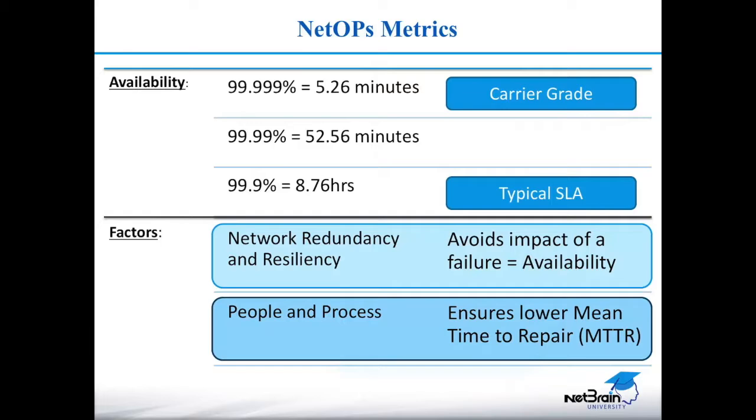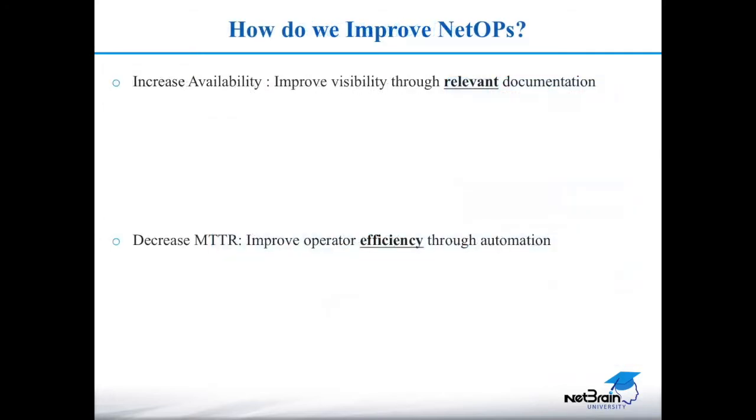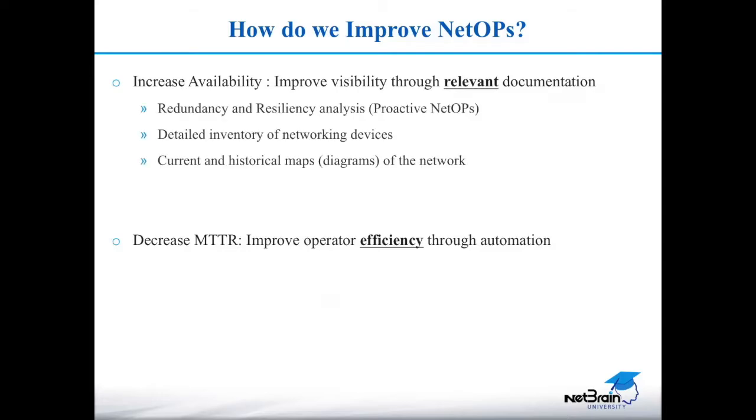Every second counts, so having highly enabled people with the right tools who know the process is really the only way to improve MTTR. So this leads to the question, how do we improve NetOps? It's relatively simple from a theoretical perspective. First, we need to improve visibility through relevant documentation, and then improve operator efficiency through automation.